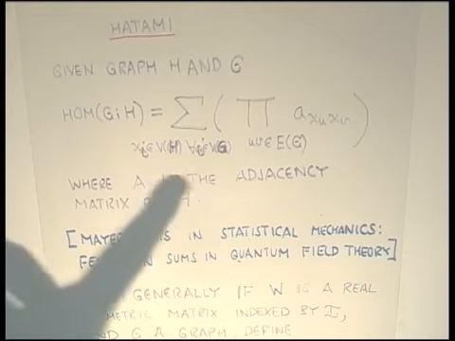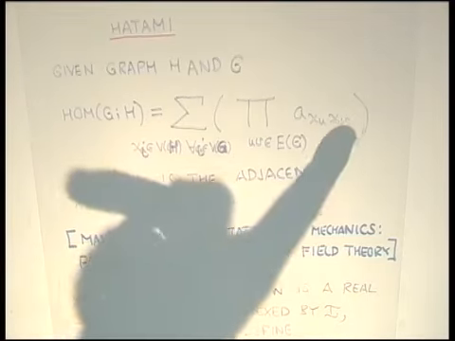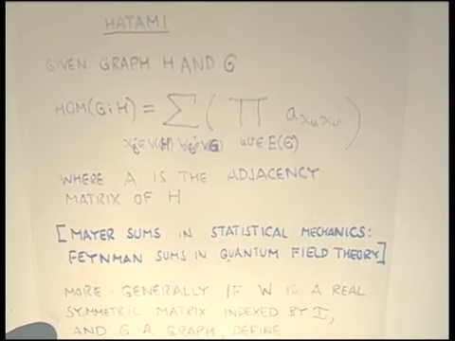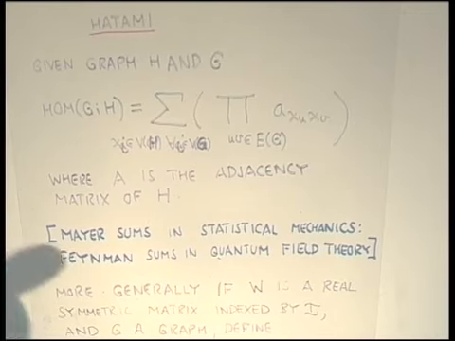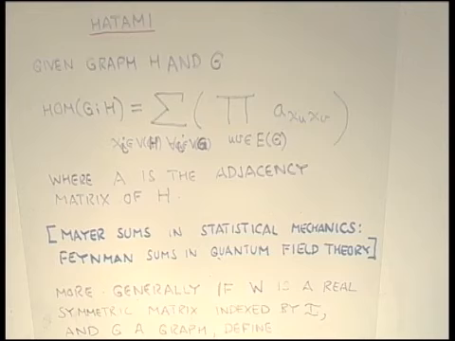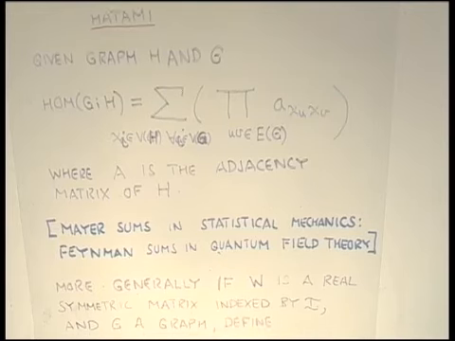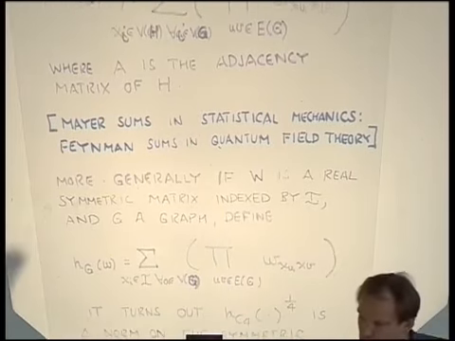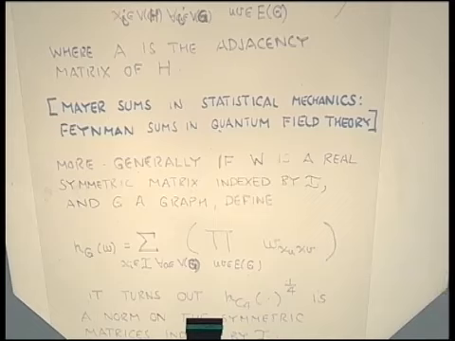A here is going to be the adjacency matrix of H, so you've got to have ones here where there was a one before. I am informed by those who know about these things that this is related at least to something called Mayer sums, which appear in statistical physics, and that also there are some things called Feynman sums in quantum field theory, a subject about which I know absolutely nothing, which are, again, similar in format to this thing here.